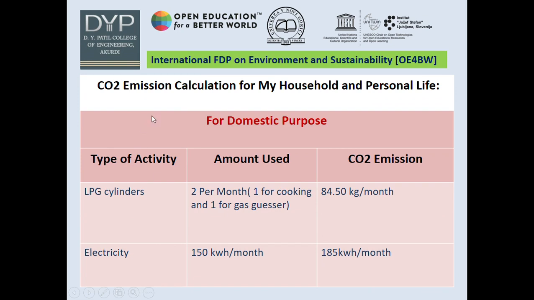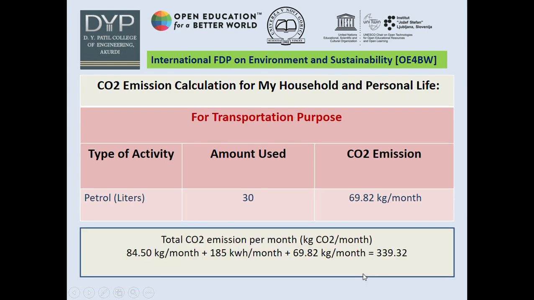Now, CO2 emission calculation for my household and my personal life. I have listed them here in short. For domestic purpose, in my house I have two different connections for LPG cylinder. One is for cooking and one for the gas geyser. So total carbon emission from my house is 84.50 kg per month. Electricity is 150 kilowatt per month. So the CO2 emission is 185 kilowatt per month.